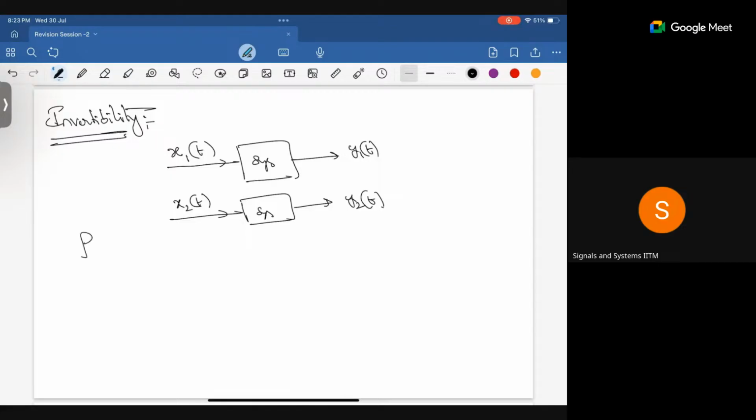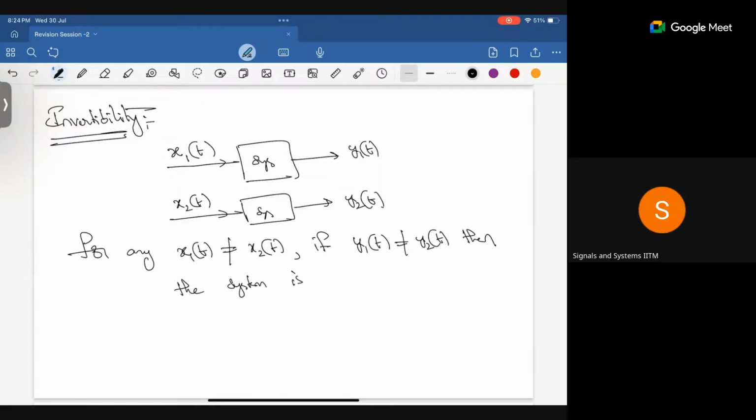Okay. So for any x1 of t not equal to x2 of t, if y1 of t is not equal to y2 of t, then the system is invertible. So it's like a 1-to-1 mapping.